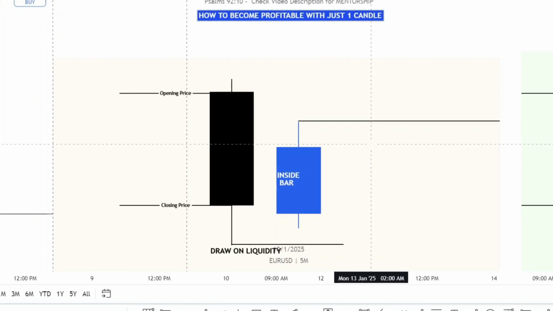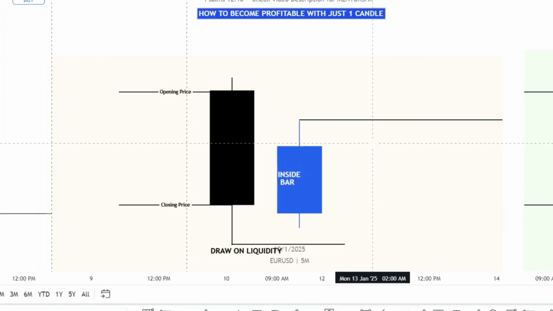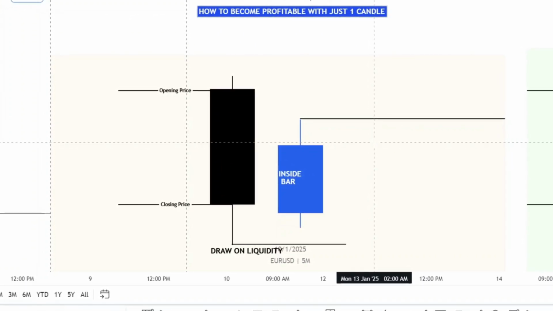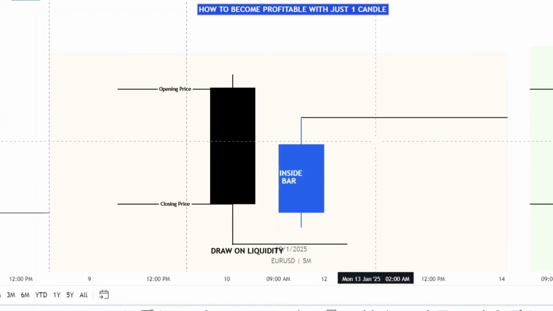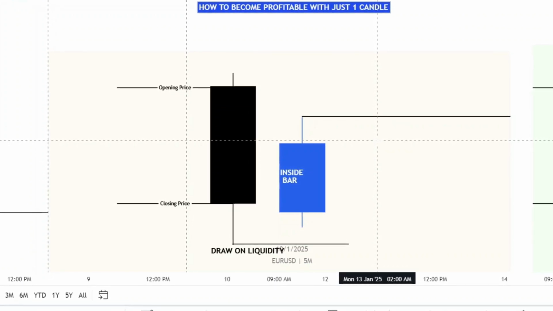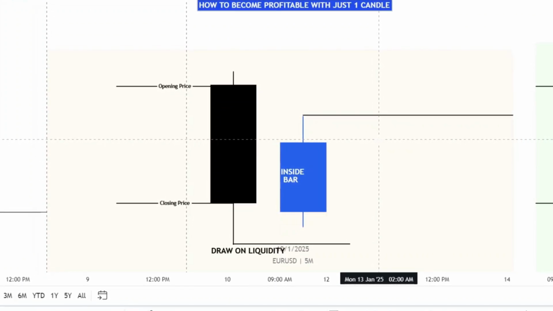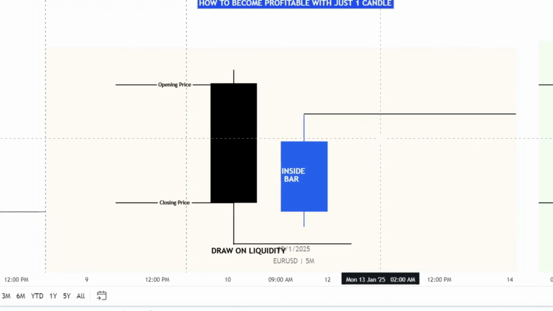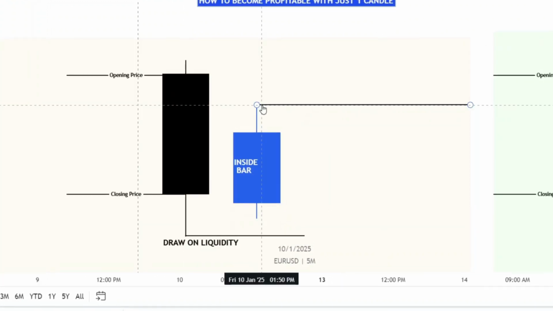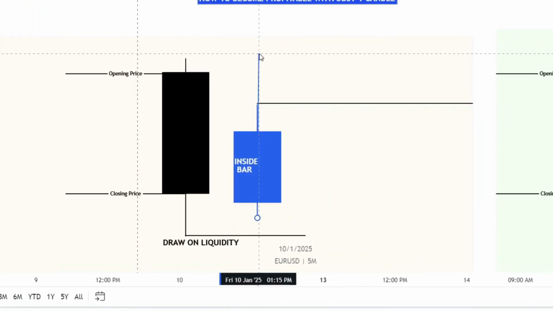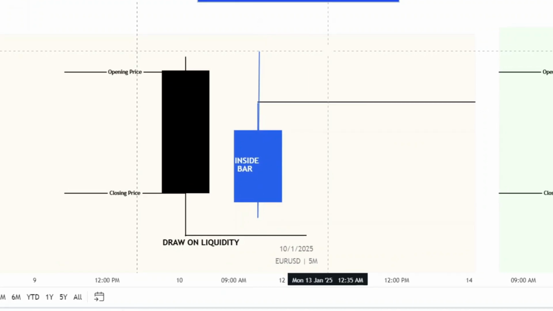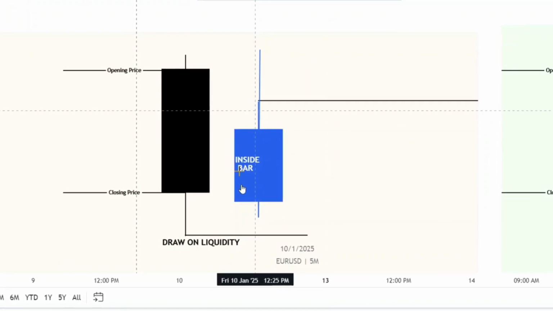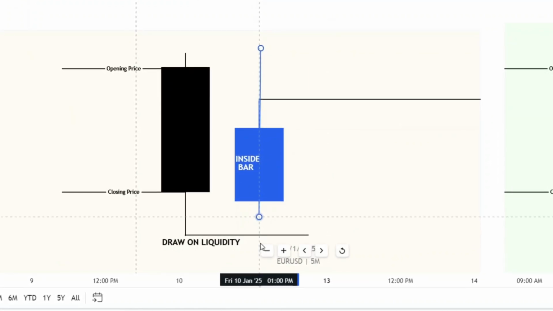So how do you identify your draw on liquidity? It's very simple. I'm going to explain with the second diagram. Meanwhile, immediately we've seen price trade this way, we have to look for the next candle, wait for it. So if price comes and does something like this, it is not an inside day. Okay, if price comes and does something like this, it is not an inside day.